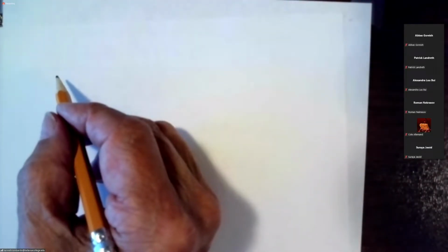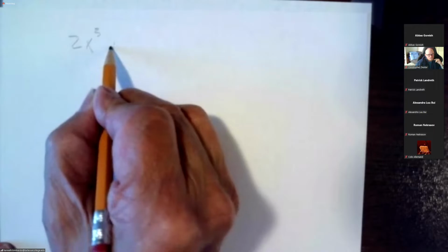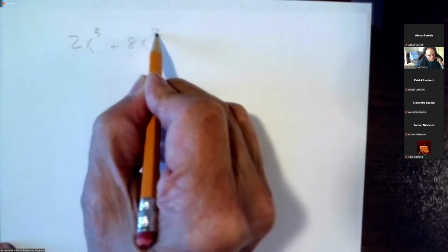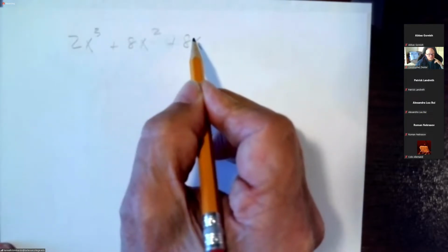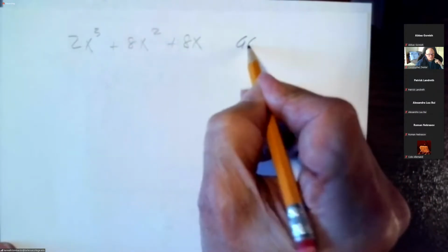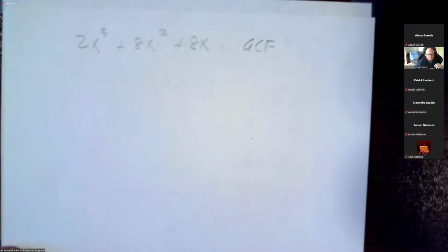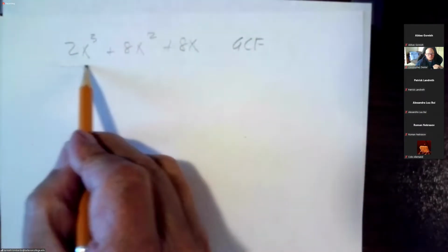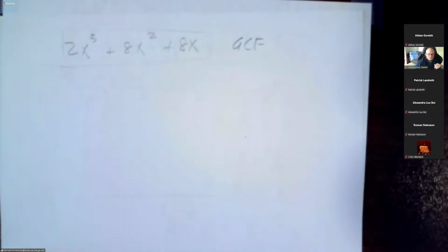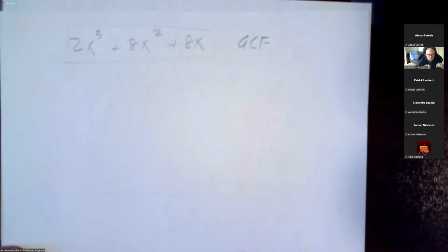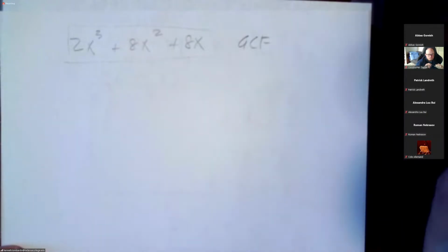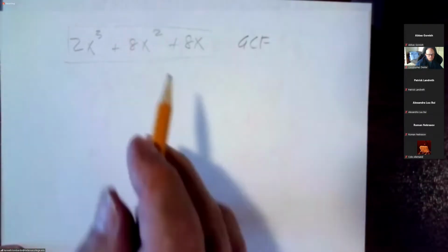Let's do this. Let's see if we can factor a polynomial. If I give you 2x cubed plus 8x squared plus 8x, and I ask you for the greatest common factor, do we know enough in order to factor this trinomial and pull out the greatest common factor? And if so, what would we get when we do that? You go ahead and take 30 seconds and work that problem.